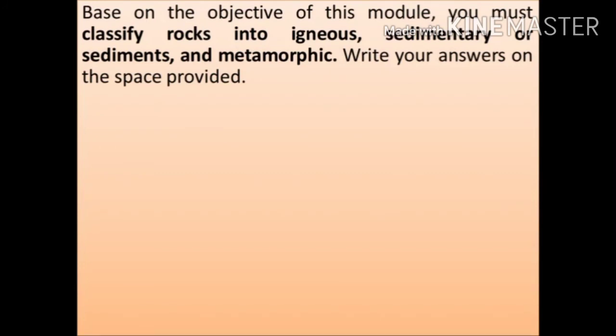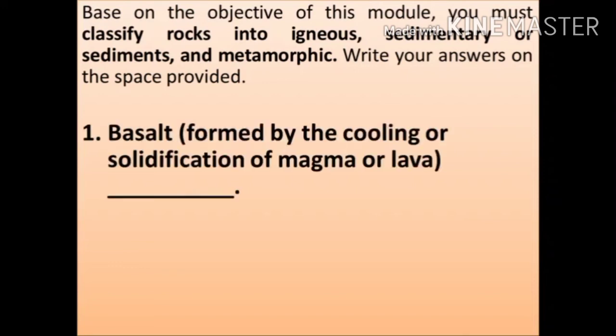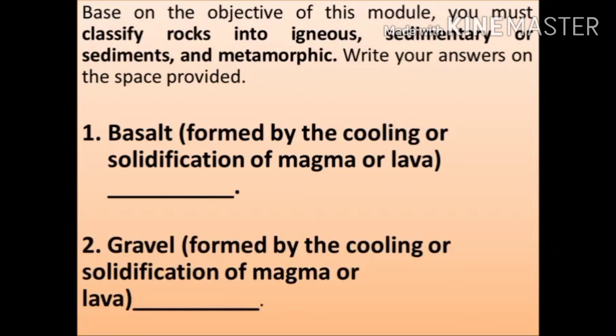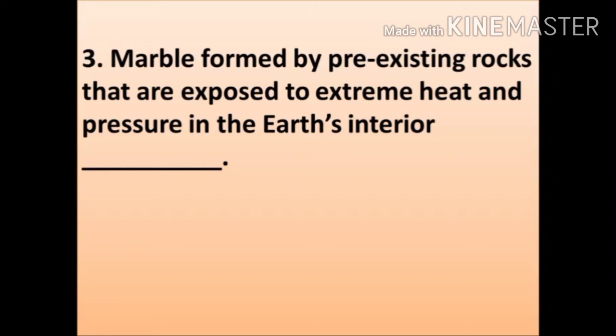Based on the objective of this module, you must classify rocks into igneous, sedimentary, and metamorphic. Write your answers on the space provided. But this time, you will write the answer in your notebook. Number 1. Basalt, formed by the cooling or solidification of magma or lava. Number 2. Gravel, formed by the cooling or solidification of magma or lava. Number 3. Marble, formed by pre-existing rocks that are exposed to extreme heat and pressure in the Earth's interior.